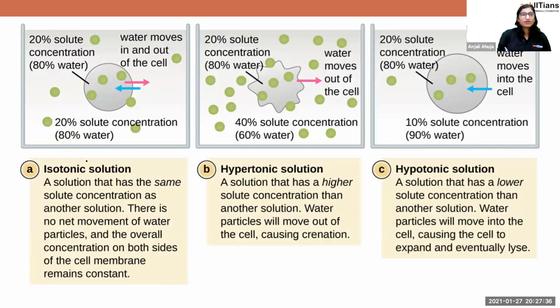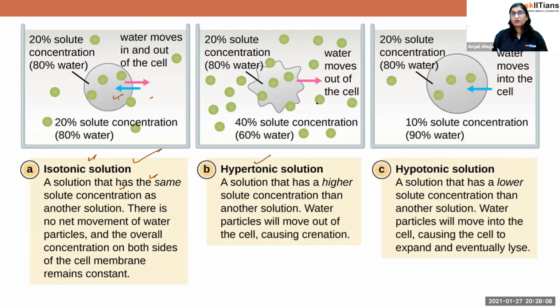Basically, guys, in isotonic, a solution has the same solute concentration as another solution. You can compare two solutions or you can compare a cell and a solution. You just have to compare two things. Here they have compared two solutions, but in this they have given the example of the cell, so inside and outside. In isotonic, there is no net movement of water molecules because it's moving in both ways, in and out, but it doesn't affect the concentration. That's isotonic.